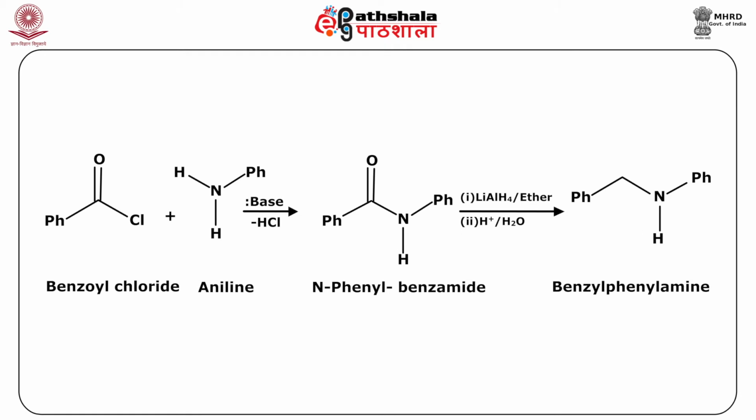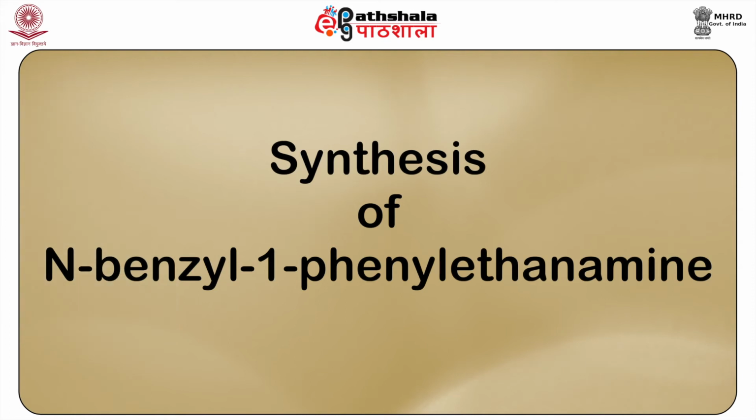Synthesis of benzylphenylamine is shown in two steps in the figure. Step 1 involves the reaction of benzoyl chloride with aniline in the presence of a base to form N-phenylbenzamide. In step 2, the N-phenylbenzamide on reduction with lithium aluminium hydride followed by hydrolysis gives benzylphenylamine. Let us look into the synthesis of N-benzyl 1-phenylethanamine.